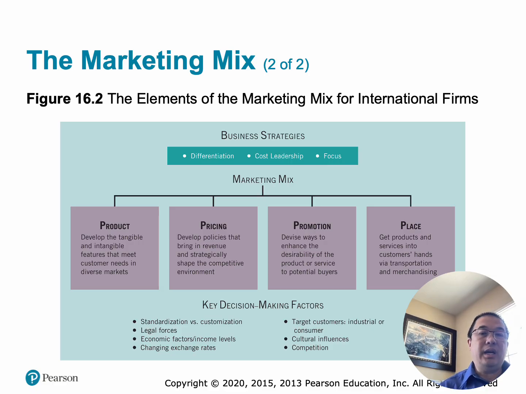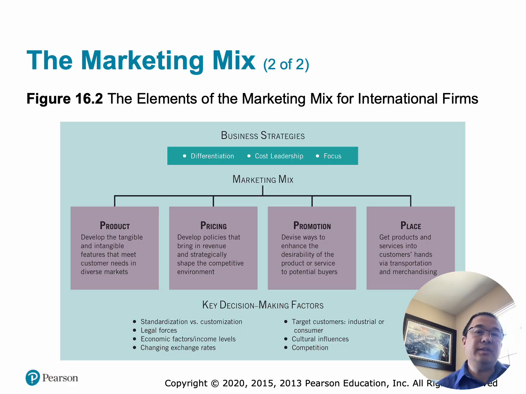Place. How do customers get the product? So this includes retail stores, wholesalers, distributors, online channels, and logistics systems. As an example of this, Amazon uses warehouses, delivery networks, e-commerce platforms to reach customers worldwide.